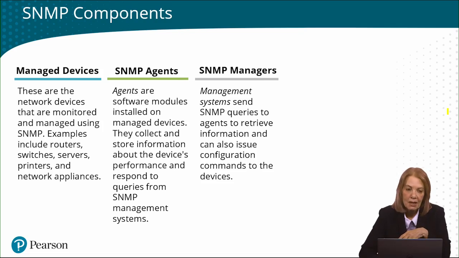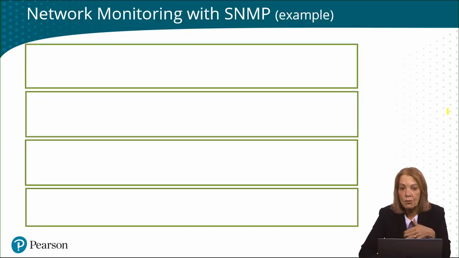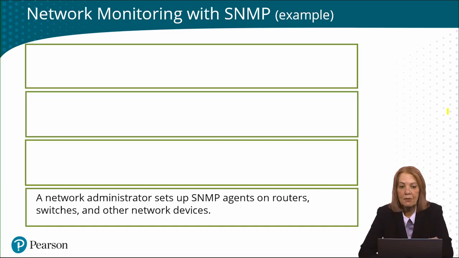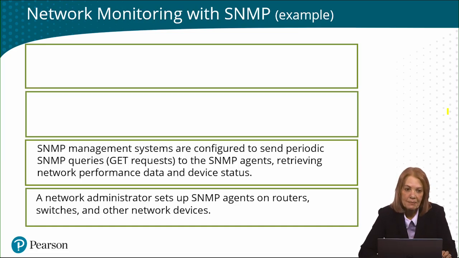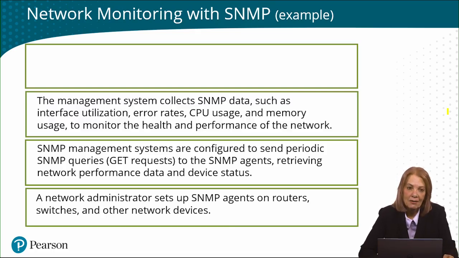So let's take a look at network monitoring with SNMP. The network administrator sets up SNMP agents on routers, switches, and other network devices. SNMP management systems are configured to send periodic SNMP queries or GET requests to the SNMP agents, retrieving network performance data and device status. Now, the management system collects the SNMP data, such as interface utilization, error rates, CPU usage, and memory usage, to monitor the health and the performance of the network.